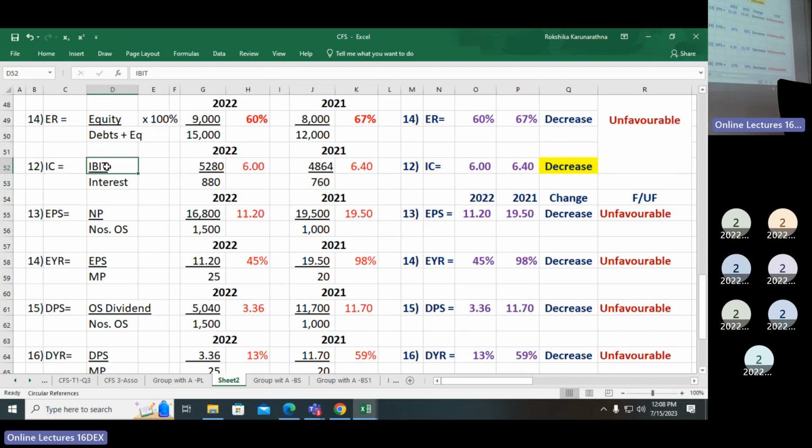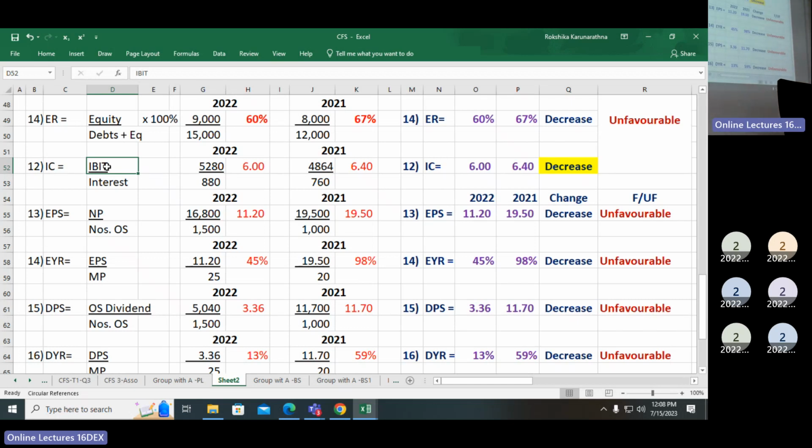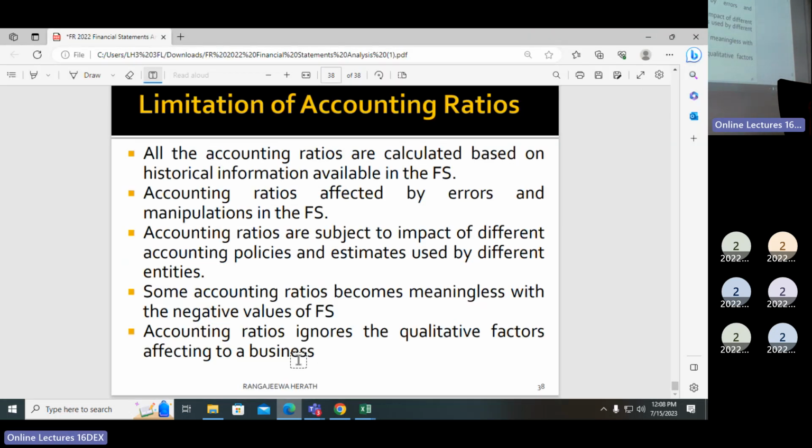In certain cases, business may have negative equity. Right? Accumulated losses තිබිලා losses capital එකත් exceed වෙලා business එක liability වලින් යන්නේ. Right? ඒ වගේ business එක debt equity එකක් අපිට ගන්න බෑ. debt plus equity එකක් minus එකක් plus, right? You can't calculate anything. So when you have some negative values, certain accounting ratios become meaningless.